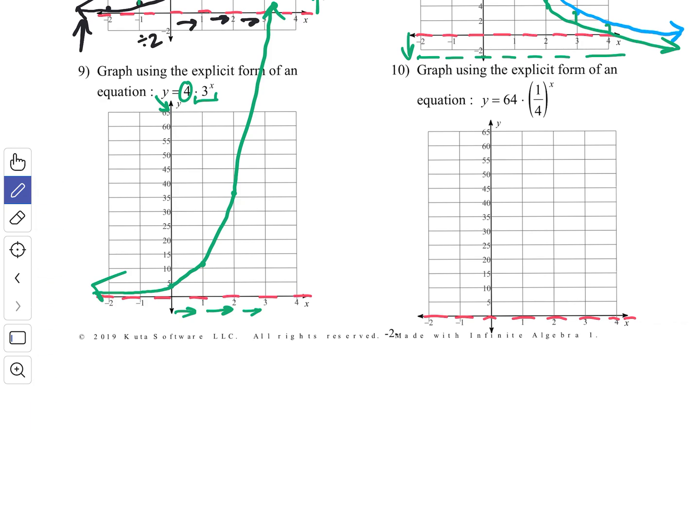Okay. Number 10, start at 64 right up here, timesing by 1/4. That's the same as dividing by 4. So 64 divided by 4 is 16. So we jump down to 16 really quick. 16 divided by 4 is 4. 4 divided by 4 is 1. Then 1/4. So we're starting up high again, just getting really quickly, really low, getting to that asymptote. Okay, that's really all there is to it.